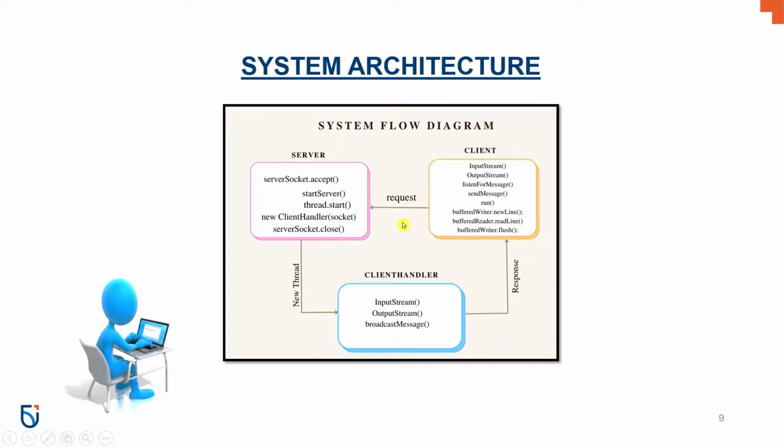So as you can see in the diagram, a client makes a request to the server. The server, after accepting that request, creates a new thread. As many times as the client sends a request, the server will create one new thread for each request, and then the client handler will give a response to the client.